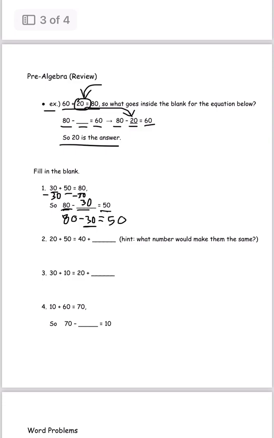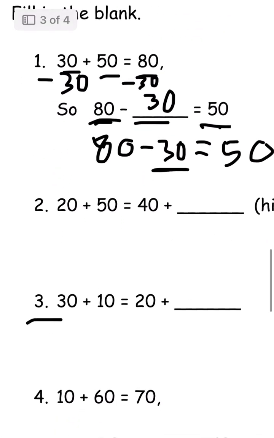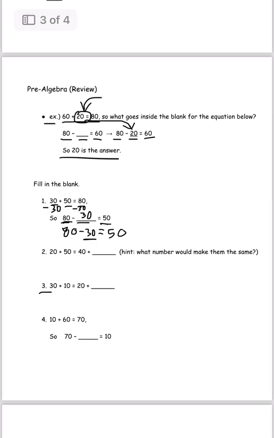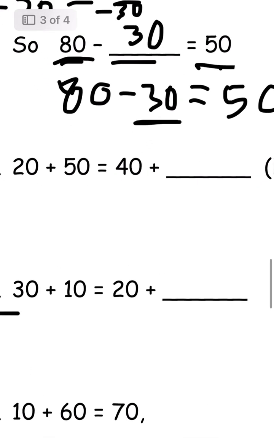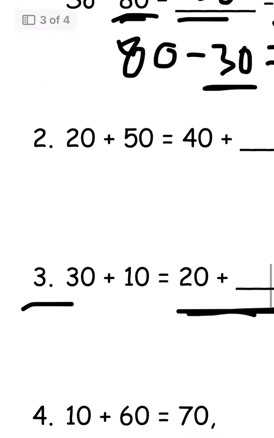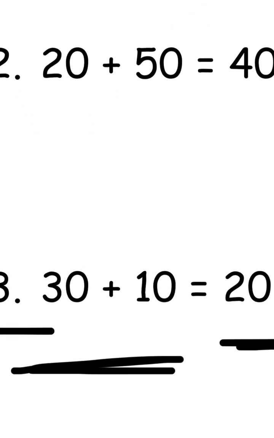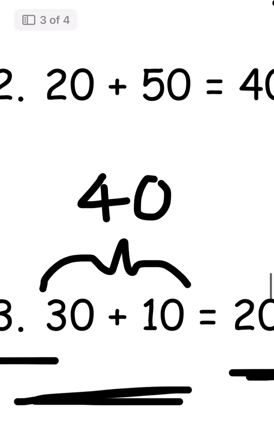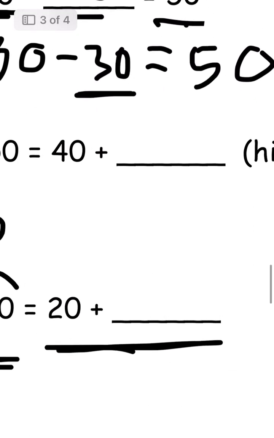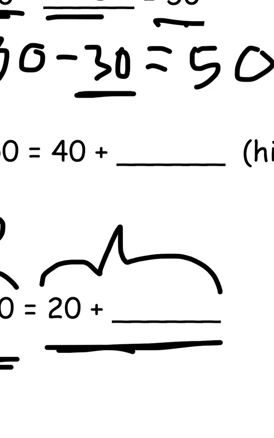Then let's try number 3. For number 3, we're supposed to find a number that will make the same number for both sides of the equation, right? So what is 30 plus 10? It's 40. Then 20 plus blank, what number makes them 40?